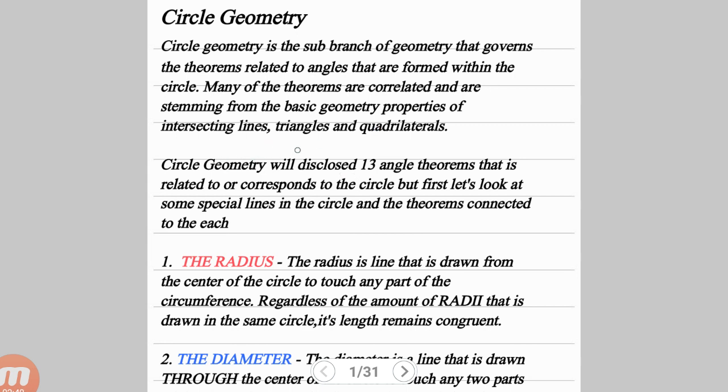Now, circle geometry will disclose 13 angle theorems, 13 rules, very basic rules for the most part. They are theorems that have been proven in other aspects of math, so it's not just for the circle but related to other areas, hence why we call it a theorem. It has not been proven otherwise. But first, we're going to look at some special lines that you're going to see often being drawn in the circle, and how the angle theorems connect to these particular lines.